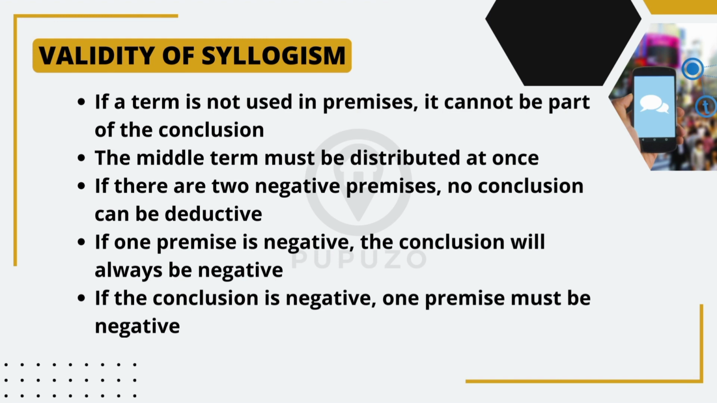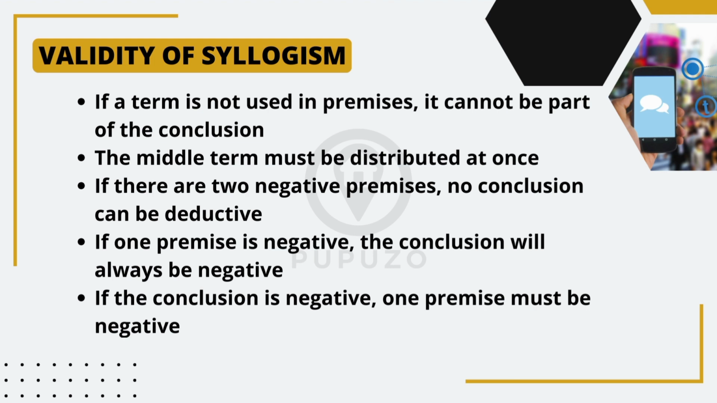Next, if there are two negative premises, no deductive conclusion can be drawn. Negative premises create uncertainty and do not provide sufficient information to reach a definitive conclusion. If one premise is negative, the conclusion will always be negative. Negative premises inherently lead to negative conclusions. They influence the overall direction of the logical outcome.